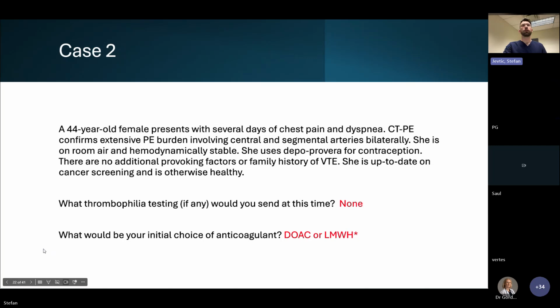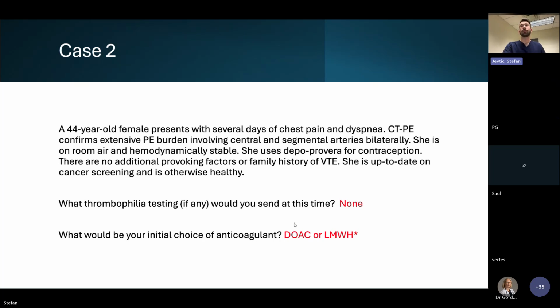And so in our 44-year-old woman with the unprovoked or mildly provoked PE with Depo-Provera, what thrombophilia testing would you send? I would not send any at this time, and the rationale being that none of it will change my acute management. She's up to date on cancer screening. She has a mild provoking factor, and she has no features consistent with an antiphospholipid syndrome that would make me want to send testing at this time.